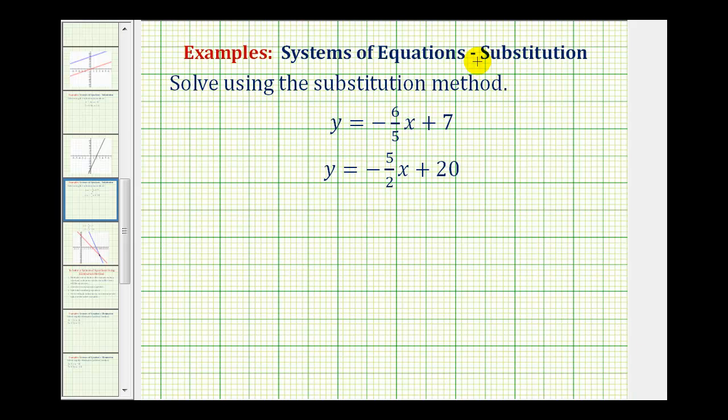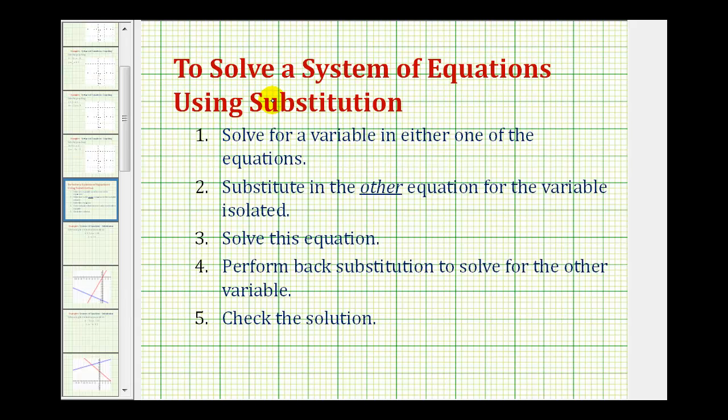We want to solve the given system of equations using the substitution method. Before we do this, let's review the steps for solving a system using the substitution method. In general, step 1 is to solve for a variable in one of the equations. Step 2, we're going to substitute in the other equation for the variable isolated or solved for in step 1.